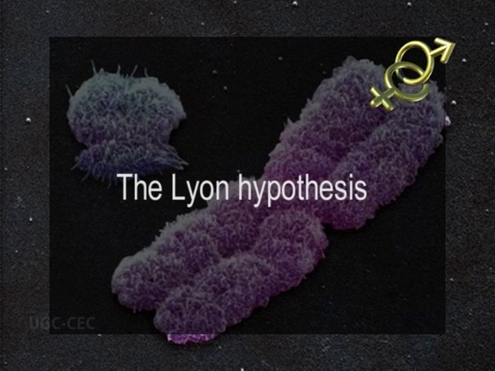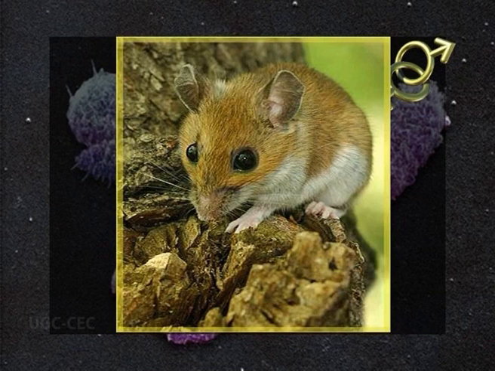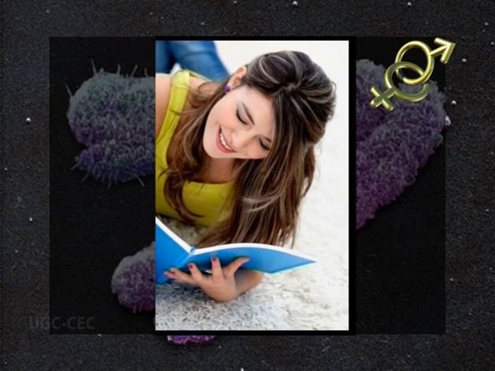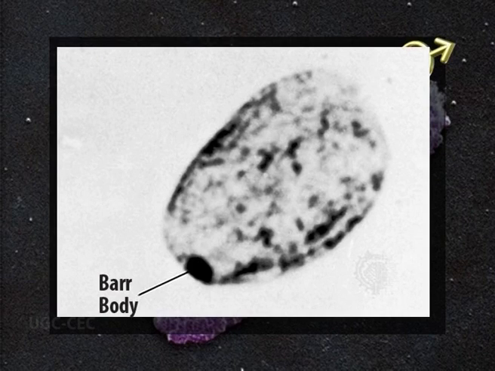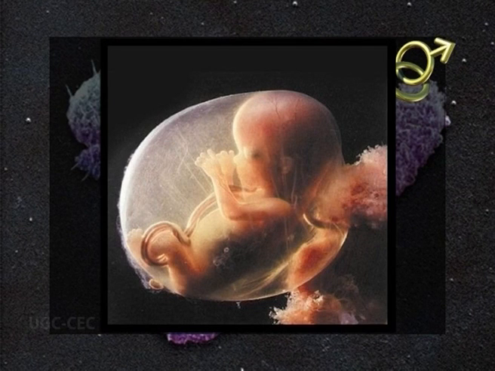This is called the Lyon hypothesis in her honor. The Lyon hypothesis suggests that in the XX mouse and human females, one X chromosome is genetically inactive after a certain stage in embryogenesis. That this inactive X chromosome forms the Barr body, which can be identified at about the 16th day in the human embryo, and it is a random proposition which of the two X chromosomes in a given cell becomes the genetically inactive one.